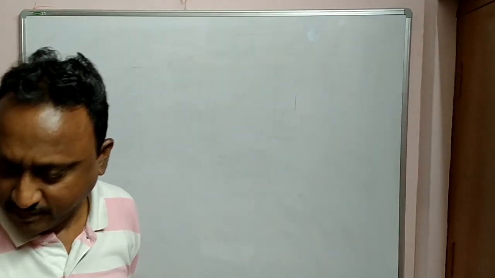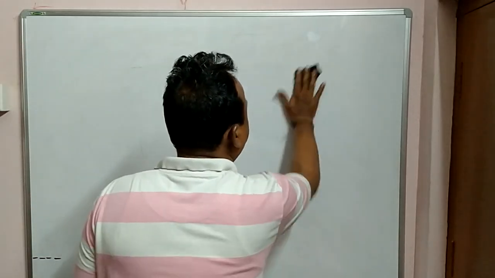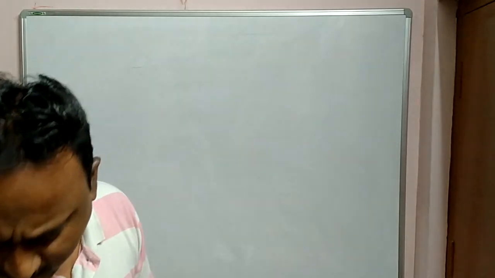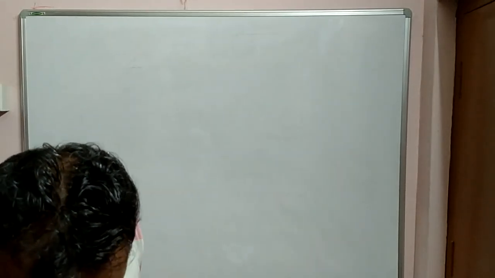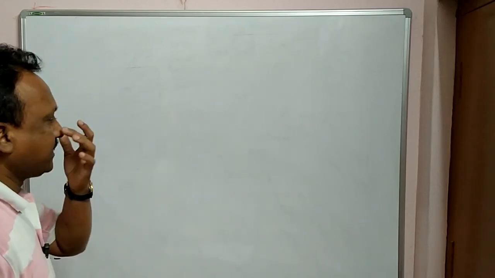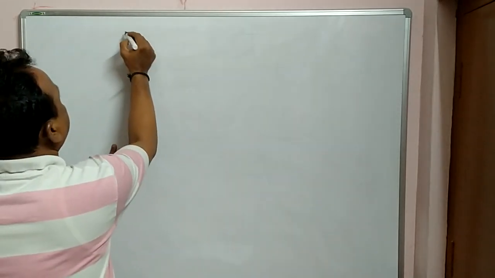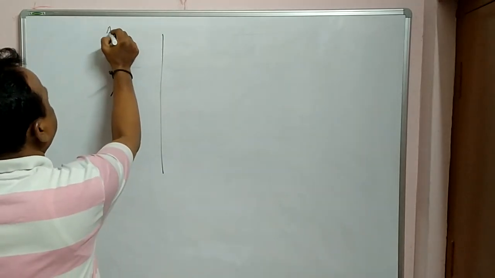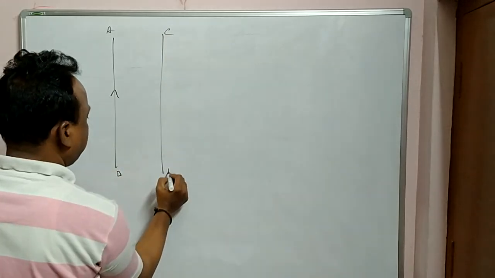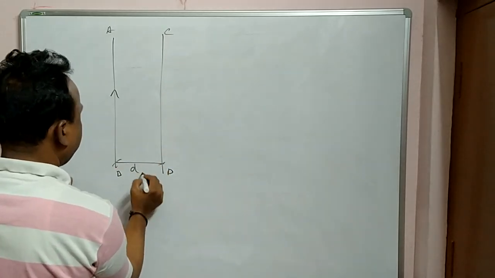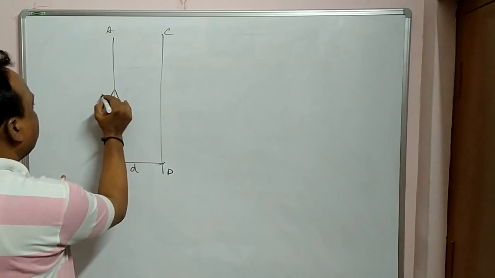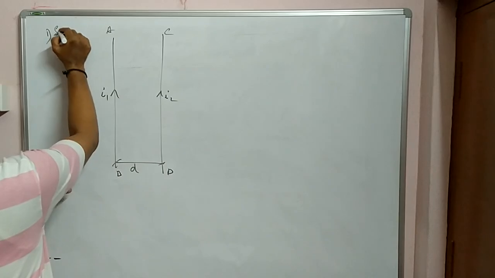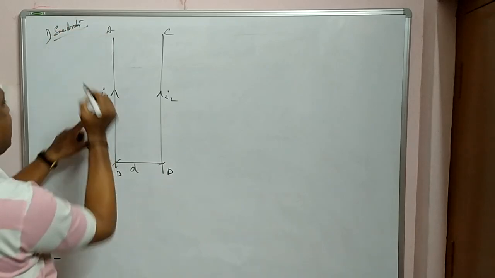Now let us go to the next item, a very very important one: force acting on two parallel conductors carrying current in the same direction and in the opposite direction. Here two parallel conductors are there. First of all, name them AB and CD. Let the distance between them be some d or a or r, whatever you think. Let the currents be I1 and I2. First, in case 1, let us take the same direction.